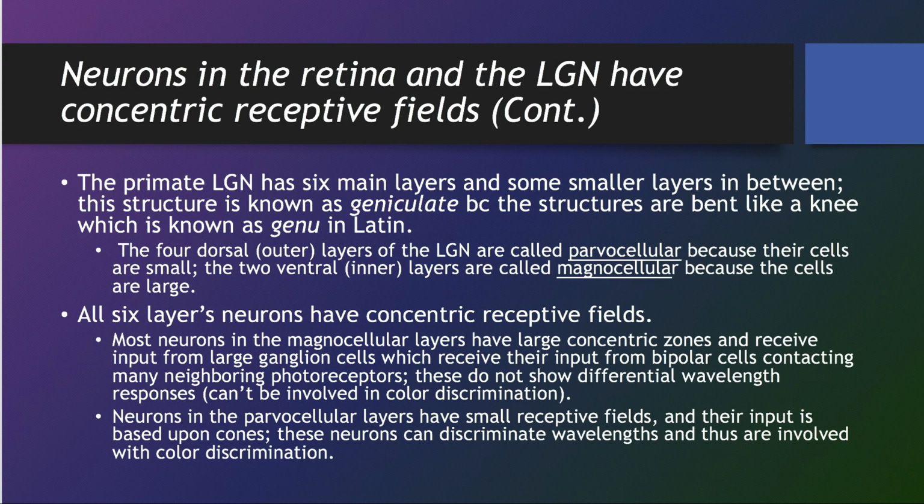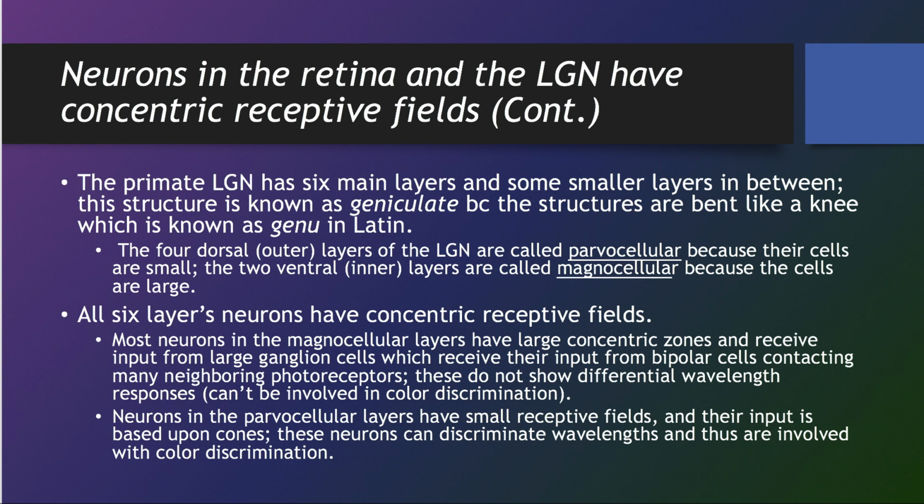The primate LGN has 6 main layers and some smaller layers in between. This structure is known as geniculate, because the structures are bent like a knee, which is known as genu in Latin. The 4 dorsal, outer layers of the LGN are called parvocellular because their cells are small. The 2 ventral, inner layers are called magnocellular because the cells are large. All layers of neurons have concentric receptive fields.